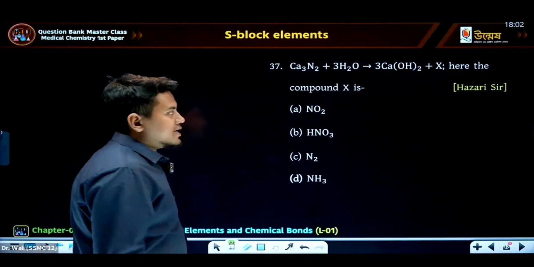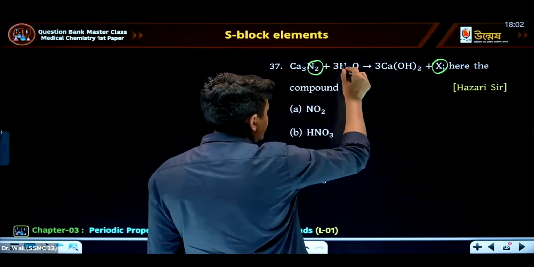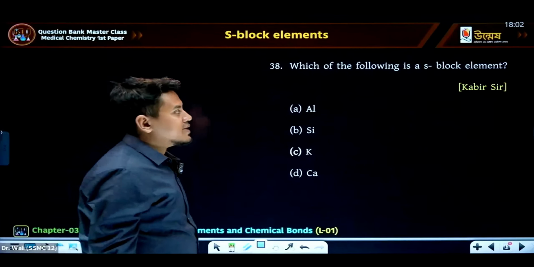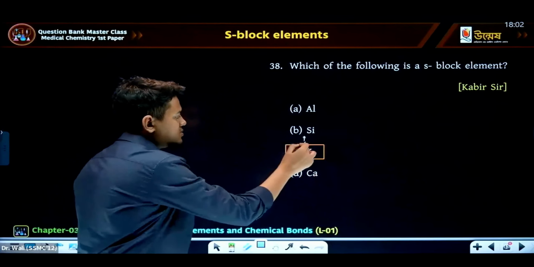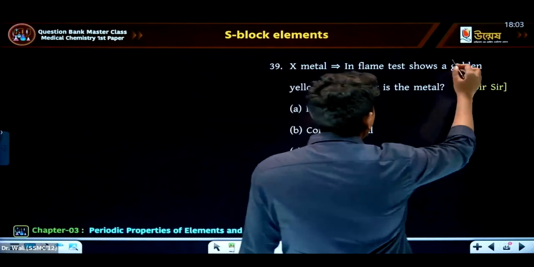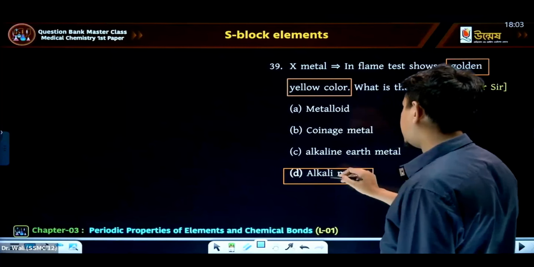Calcium nitride reacts with water to form calcium hydroxide plus X. What is X? Actually, we have to determine X. See, there is nitrogen, there is hydrogen, so it should be ammonia. Which of the following is an s-block element? It is a repeat question. We have already solved it. It is potassium. X metal in flame test shows a golden yellow color. We all know that golden yellow color in flame test is sodium, and sodium is an alkali metal. So the correct answer will be D.